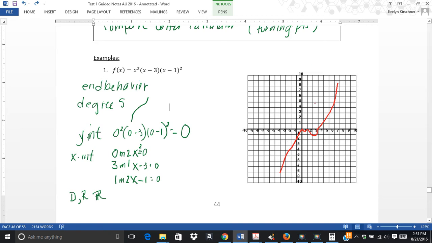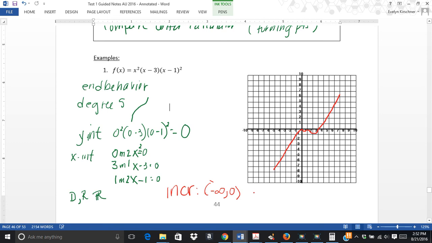So your graph should look something like this. Where is it increasing? It's increasing from negative infinity until 0. Then it's increasing again in this area. We have to find the turning point to know exactly, but somewhere between 0 and 1. And then it's increasing here somewhere between 1 and 3, all the way up.